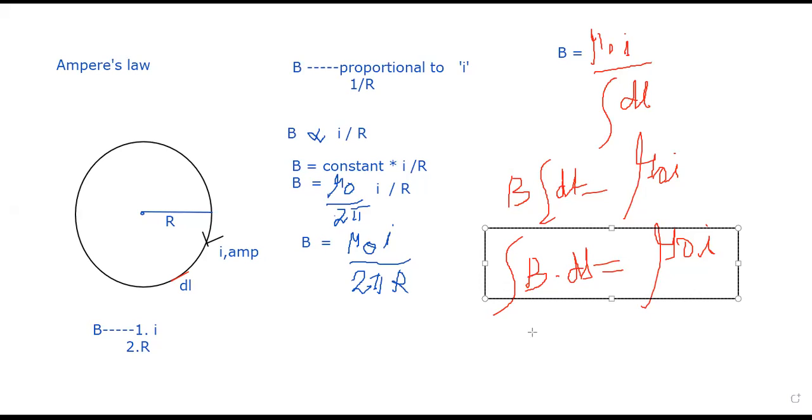Here B is a vector, so we put an arrow mark on it, and dl is also a vector. The space region around this circular loop is a vector field, since a vector is flowing. When a vector is flowing in a space, that space or field is called a vector field. So the circumference of the circle is a vector, integral B dot dl, which equals mu naught I. This is the integral form of Ampere's law.